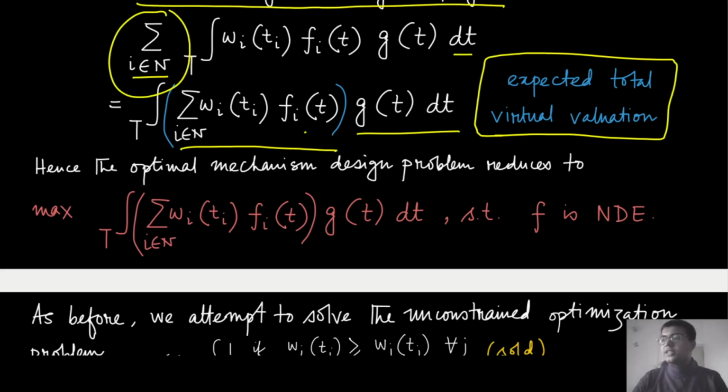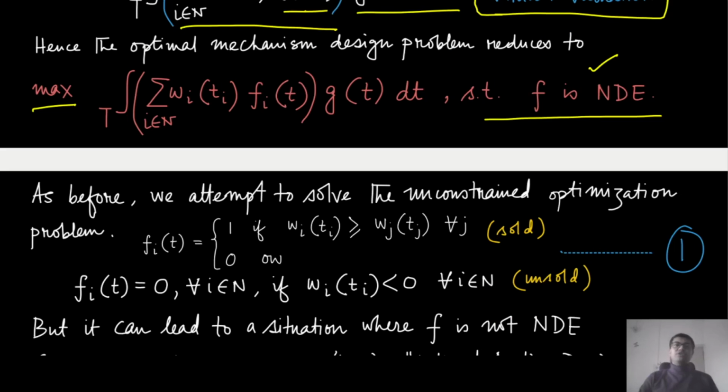Since this is the expression for the total revenue earned by the mechanism designer, we can write the optimal mechanism design problem as the one which maximizes this value subject to the condition that f is non-decreasing in expectation. So this is a necessary condition. Again, once we have fixed the allocation rule, the payments are already fixed. Therefore all that we really want to optimize is over f, but f should satisfy this non-decreasing in expectation property in order to make this mechanism Bayesian incentive compatible.